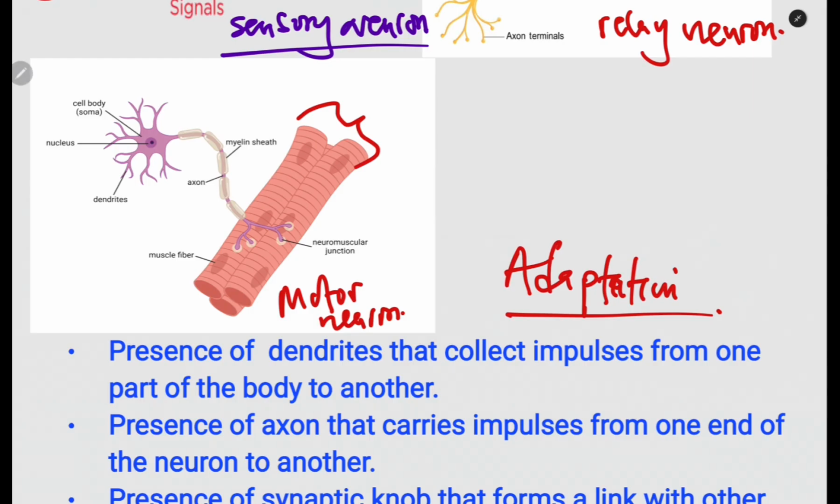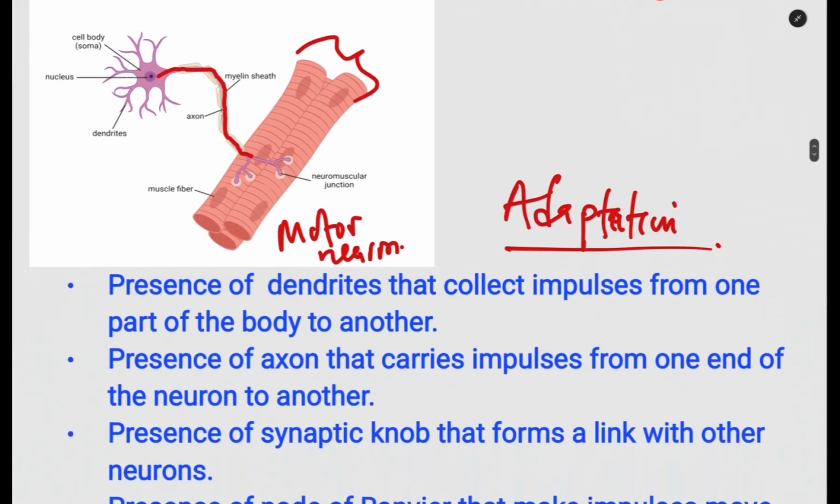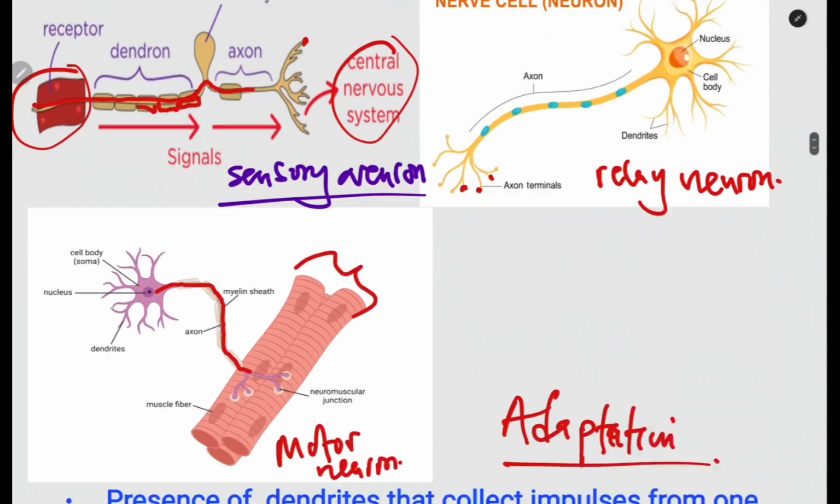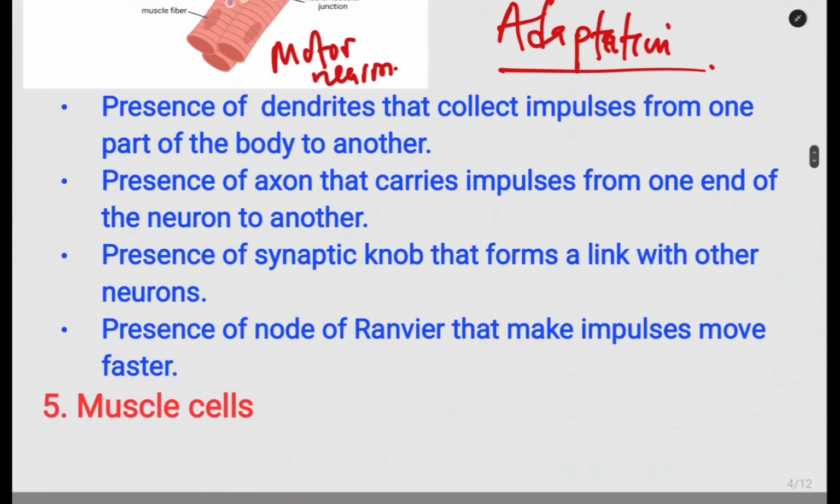Then presence of axon. The axon is just the inside part here along which the impulse travels. So presence of axon, which carries impulse from one end of the neuron to another. Then presence of synaptic cleft or synaptic knob that forms a link between the neurons. At the end, if you look at these, there are some knobs. These are what we call synaptic knobs. They connect with another neuron. As we said, there are 3 of them.